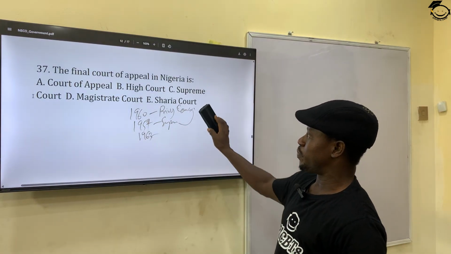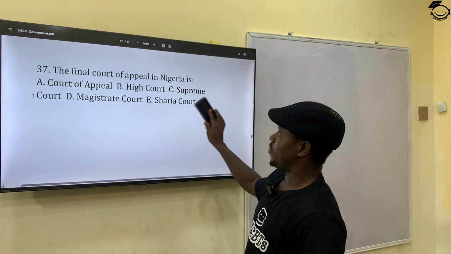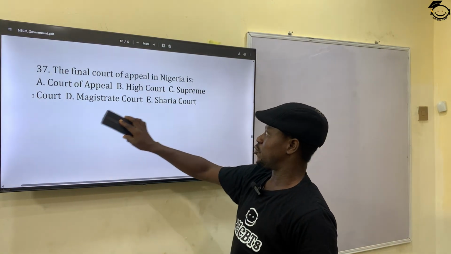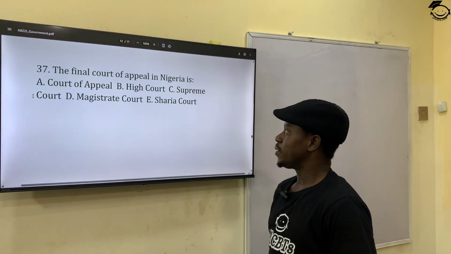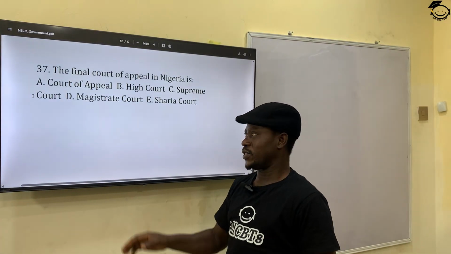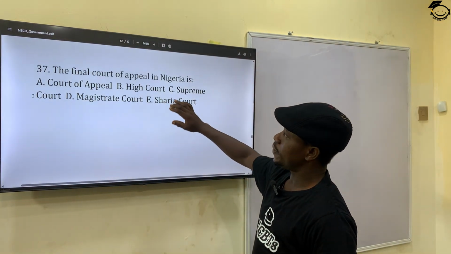So there was no need going to the Privy Council in London for any appeal. So the final court of appeal in Nigeria is the Supreme Court. That's the highest and the final court in Nigeria. Let us look at the next question now.